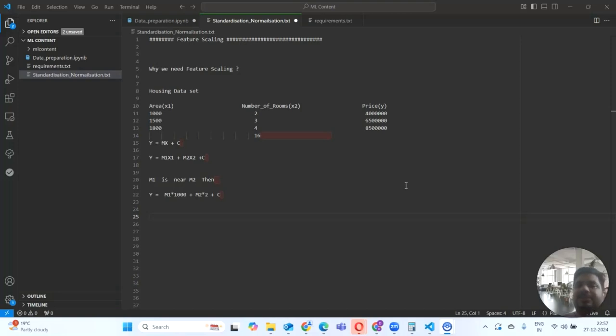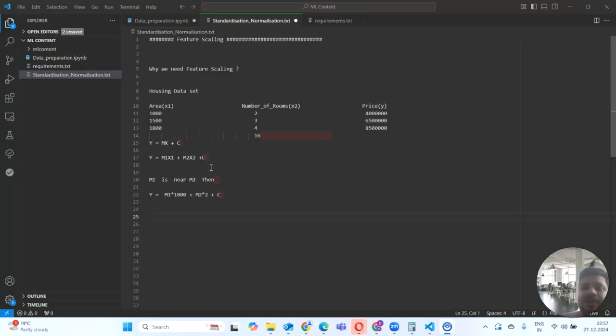So that means area and price, and number of rooms and price, both have basically a linear relationship, right? So then we can safely go to the formula y is equal to mx plus c, a straight line formula. If we use this straight line formula with two variables, it becomes y is equal to m1x1 plus m2x2 plus c, right? Now we keep c outside here because c is a constant.